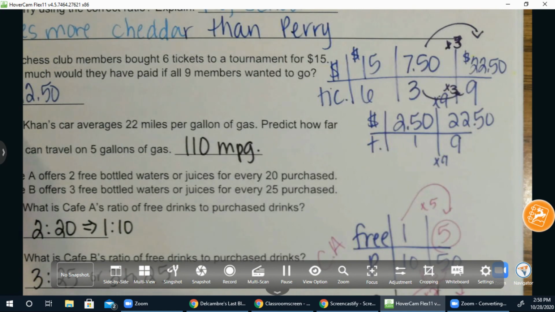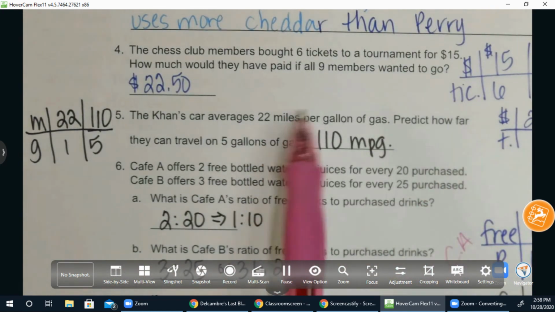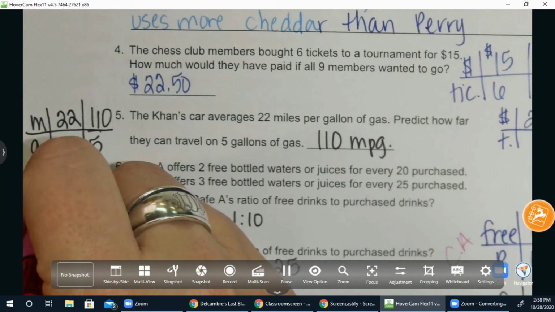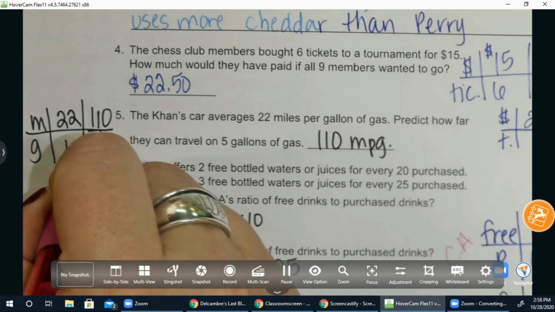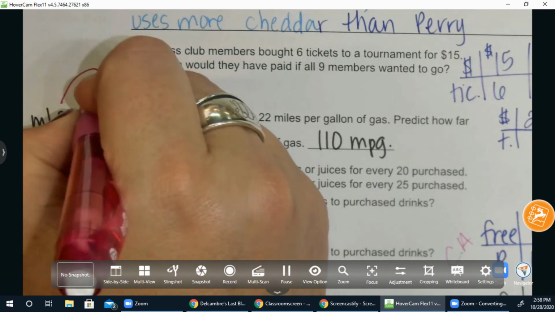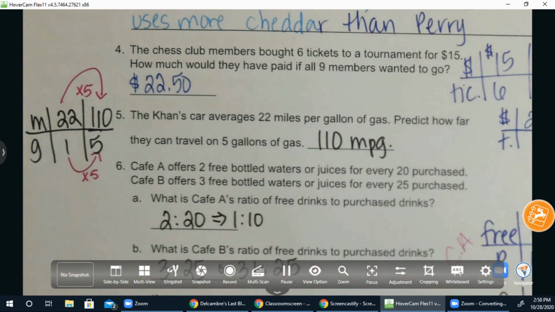All right, the Conn's car averages 22 miles per gallon. How far will it travel on 5 gallons? So if we take 1 and times it by 5, that gives me 5. If I do to the bottom, I must do to the top. So 22 times 5 gives me 110.